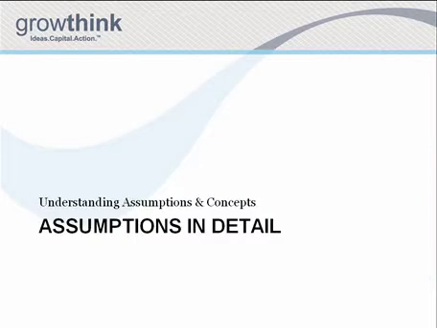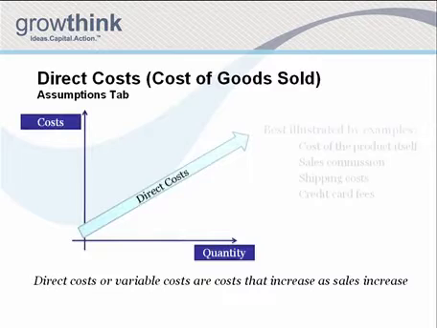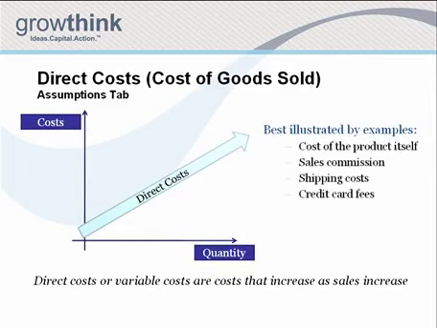So I want to walk through, make sure you understand assumptions in detail. I'm going to spend some more time talking through each of the key assumptions. And the first one I want you to understand is direct costs. And this is known as COGS, or cost of goods sold. And this is best illustrated by examples, which is really the cost of the product itself.